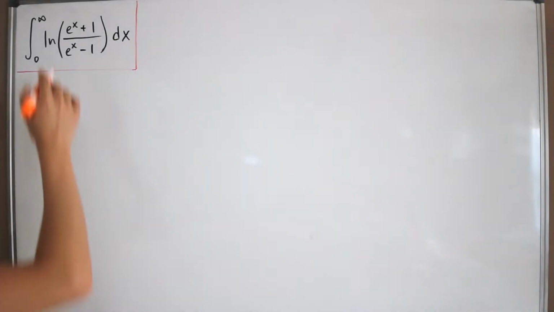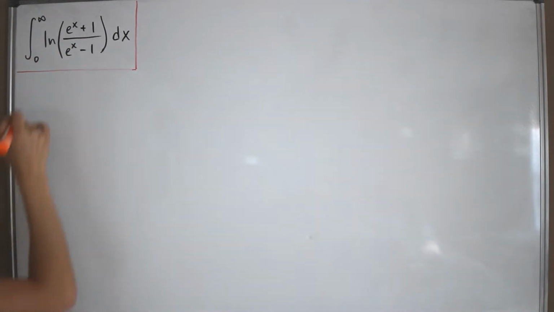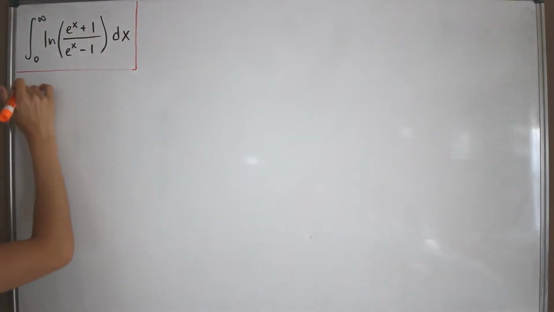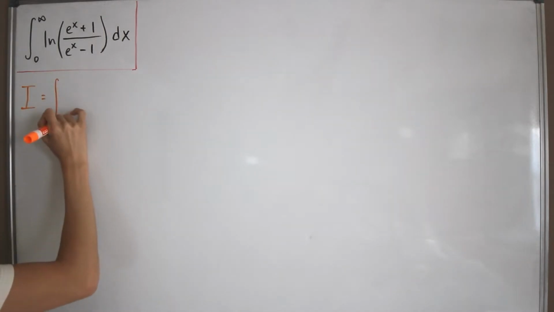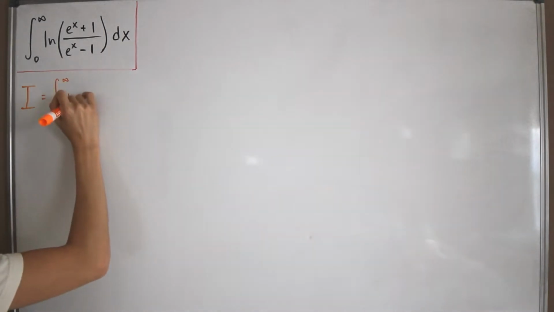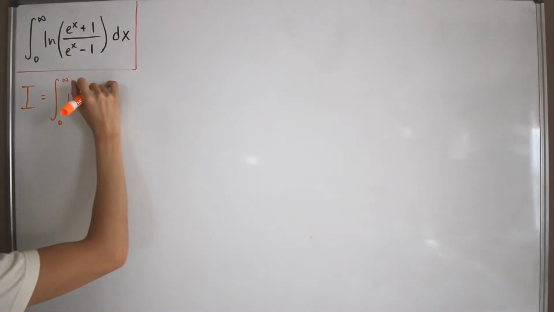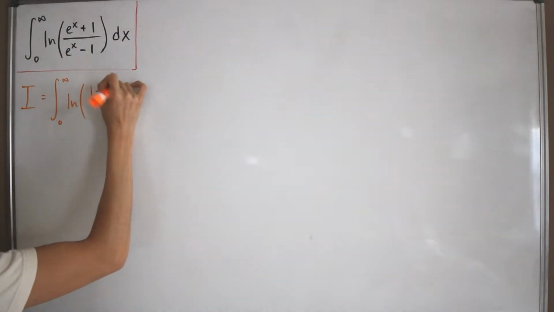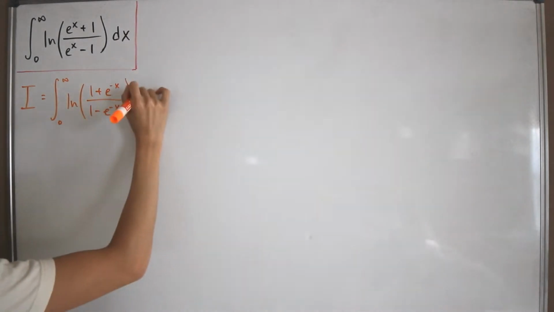We'll start by getting a little creative, and we'll multiply e^(−x) to both the numerator and denominator of our natural log argument. Let me call this capital I first. So far we'll have that this is the integral from 0 to infinity of the natural log of (1 + e^(−x)) divided by (1 − e^(−x)), dx.